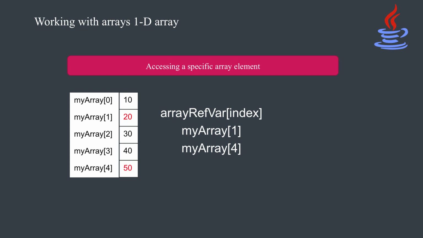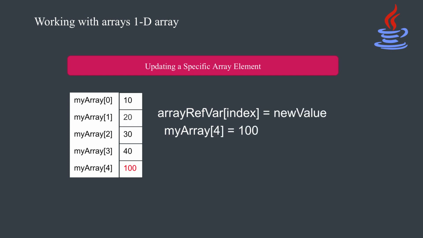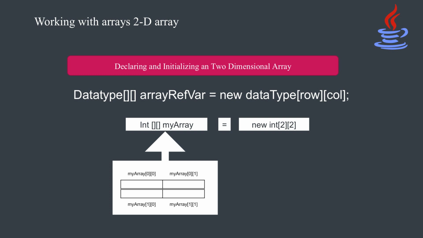So when you want to update something, you can just mention the index and you give a new value. So here it goes like myArray[4] assign 100. So you are going to replace your array element 4 as 100. Now move to the next part.